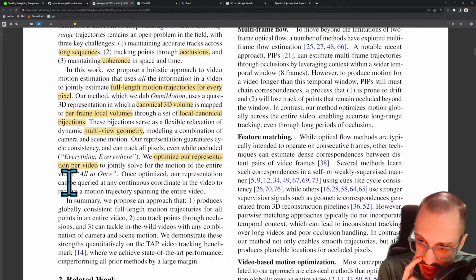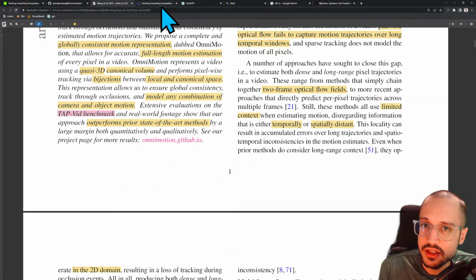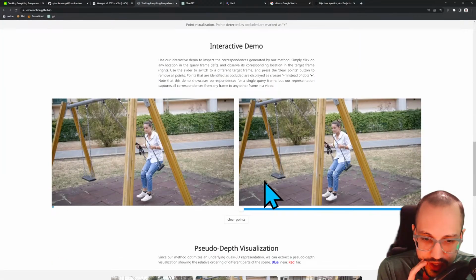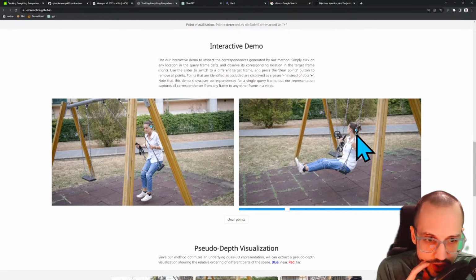Once optimized, a representation can be queried at any continuous coordinate in the video to receive a motion trajectory spanning the entire video. Queried at any continuous coordinate, this is kind of what we were seeing in the demo here. So if we go back to the demo, at any point in this video, you can say what is, let's say, this ear, and then there you go. It's actually not very good right here. You see her ear is actually there.